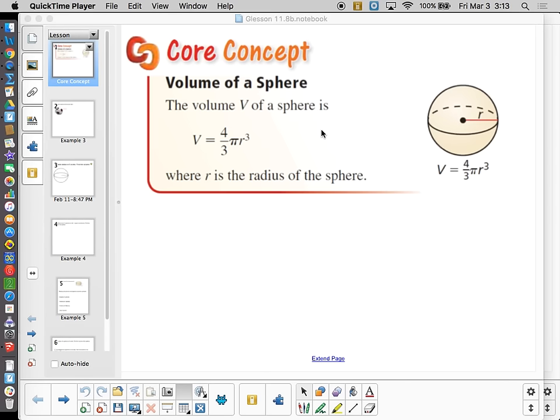So, the volume of a sphere. We did surface area, now we're doing volume. It's a little bit more complicated formula in that it has a fraction in it. Oh dear. Volume is 4/3 times pi times the radius cubed. This is the first time we've cubed a number for a formula, but that's okay, we can do it. It's not a big deal. So, that's our formula for the volume of a sphere.